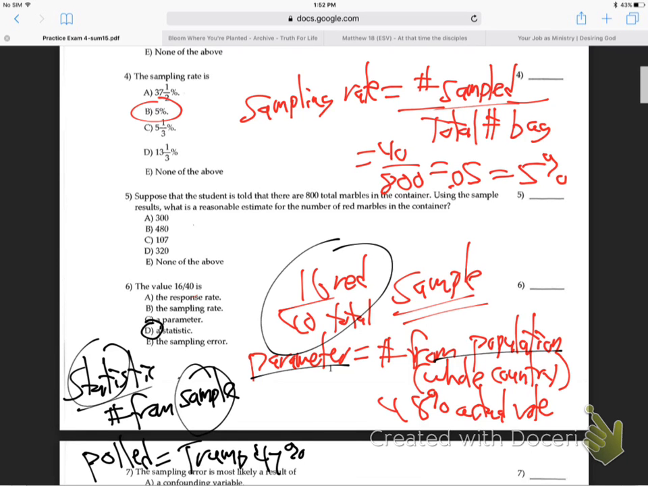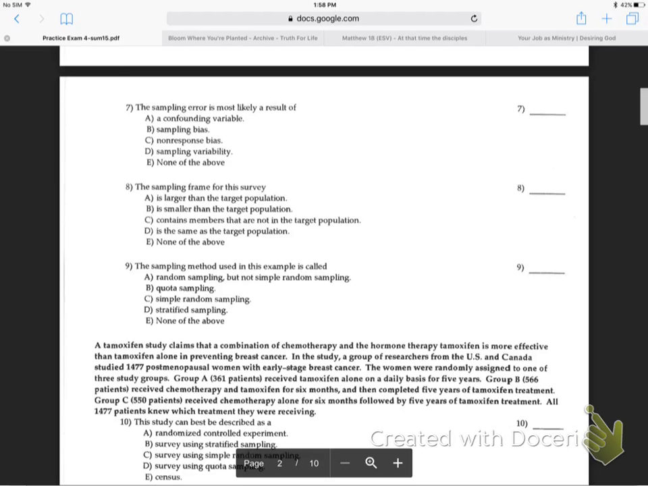Okay, keep moving. That good? Let's go to number 7. Number 7 says, the sampling error is most likely the result of... Now, what do they mean by sampling error?